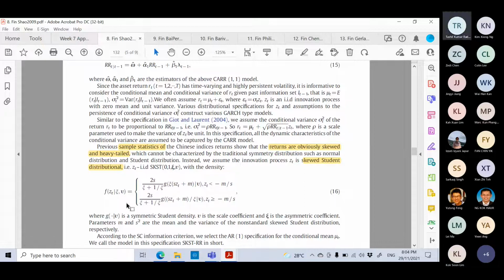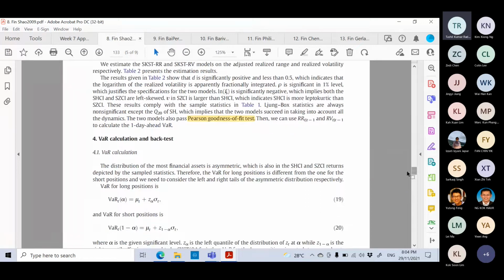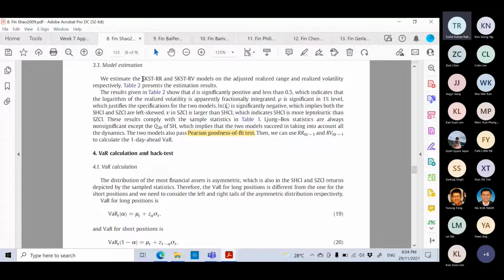Of course, you need to deal with a lot of transformation and estimation problems; all these statistical problems will come in. So they take care of the skewed student T distribution. In their application, because they consider the skewed student T distribution, they also carry out the goodness of fit, to see whether they pass this type of goodness of fit or not. After that, they calculate a certain measure, which is called the value at risk.